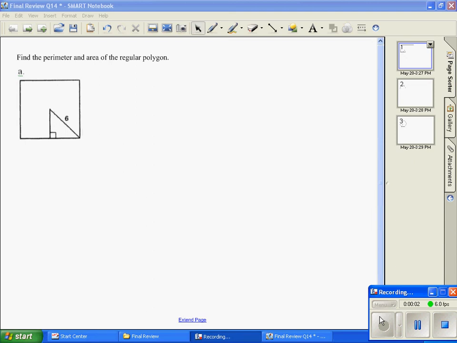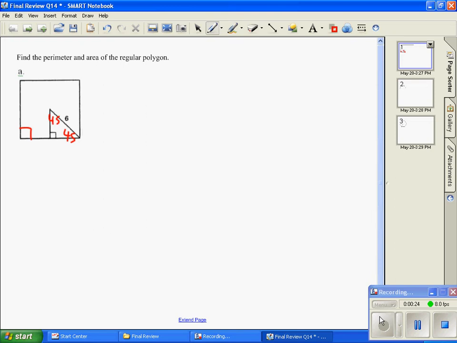Find the perimeter and area of the regular polygon. Okay, this regular polygon is a square, so we can use some properties of this. For instance, we know that each one of the angles is 90, so therefore this angle right here is 45 because it's being cut in half. So this top one is also 45.